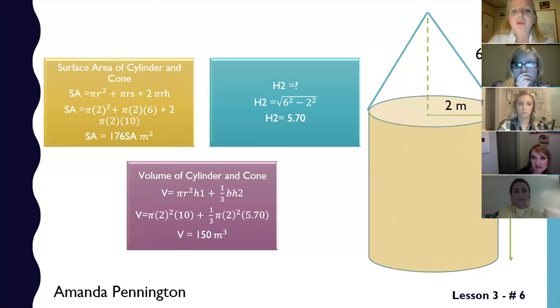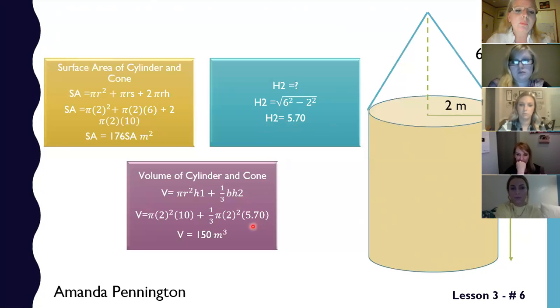So in that blue box, it says h2 equals what? So what you're going to do is you're going to put 6 squared minus 2 squared. And that's because the 6 is coming from the side of the cone and the 2 is coming from the radius. But when we solve that for the square root, it's going to be 5.7. And we're going to use that to plug in for our height 2.